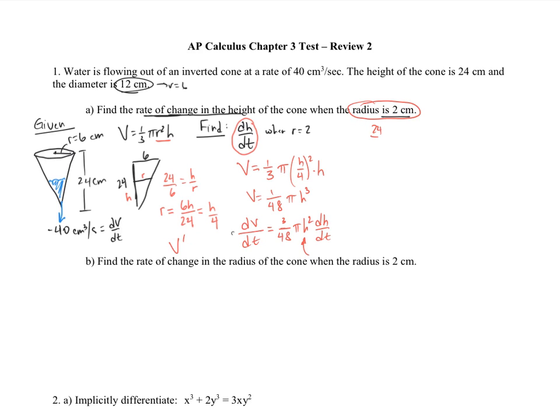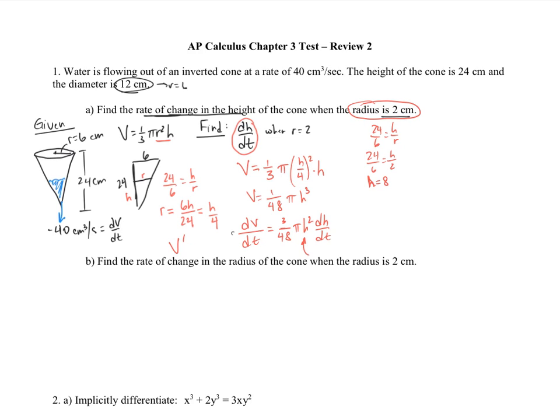We know that 24 over 6 equals h over r, but when my radius is 2, I get 24 over 6 equals h over 2. So that means my height for this particular problem, cross multiply, reduce, like we do, and the height will be 8. Okay, so we can substitute that in as well.